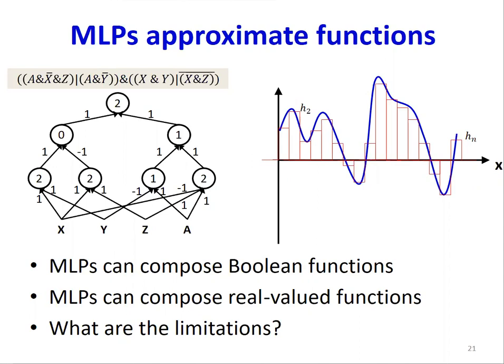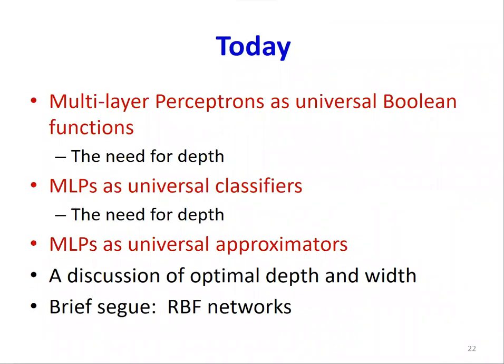We've also seen MLPs are universal classifiers. You give me a classification boundary, I can build you an MLP that approximates it to arbitrary precision. MLPs can compute real valued functions to arbitrary precision. But what are the limitations? So that's what we're going to cover. MLPs as universal Boolean functions and the need for depth, MLPs as universal classifiers and the need for depth, and MLPs as universal approximators, and a discussion of optimal depth versus width. That final bullet, RBF networks, I won't cover in class, it's on the slides.